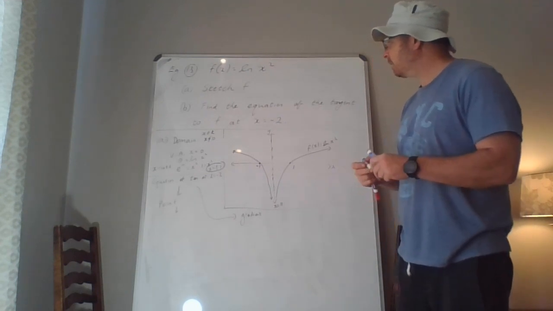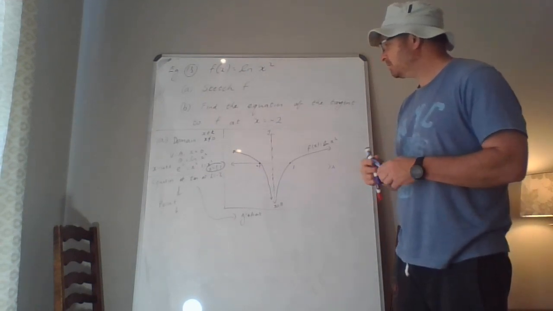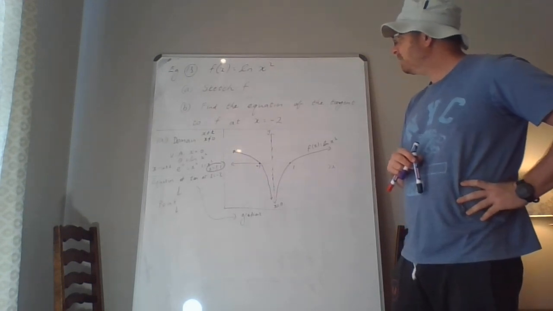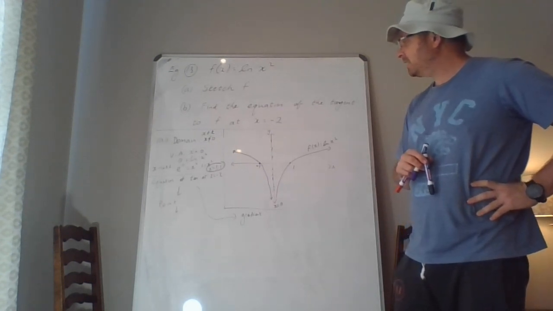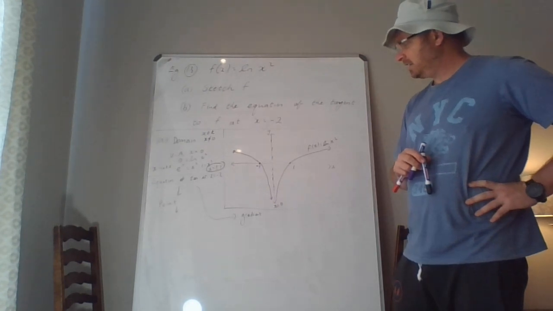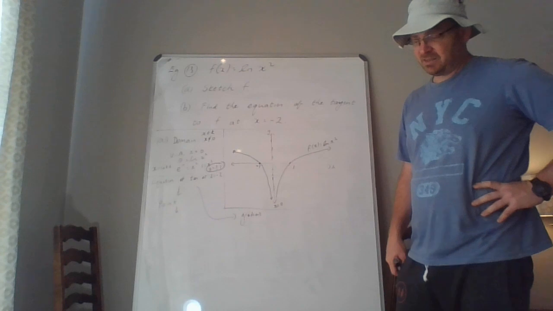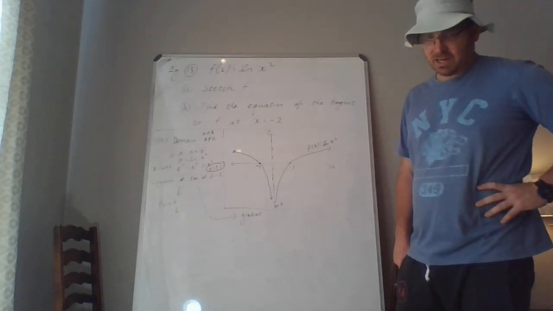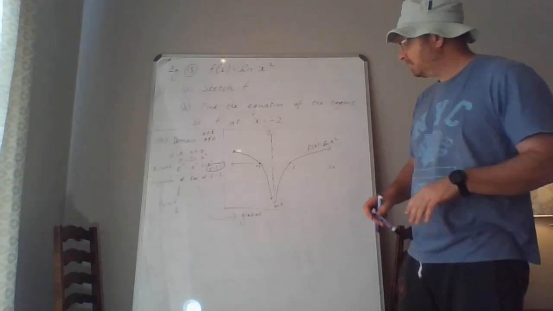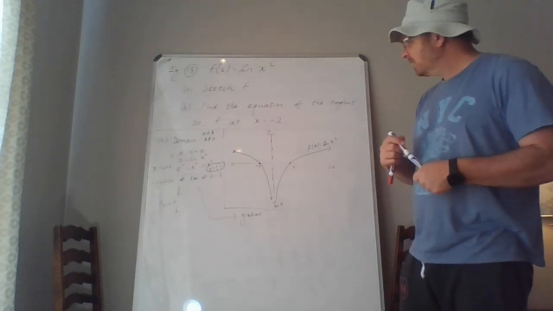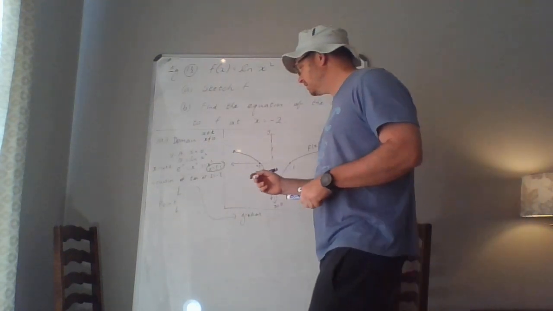I want you all to work out the equation of the tangent to the curve f of x is equal to ln x squared at x is equal to -2. There are 3 steps. You need a point, you need the gradient by subbing into the derivative, and then you can go use y is equal to mx plus c, or y minus y1 is equal to m(x minus x1). Give that a go.